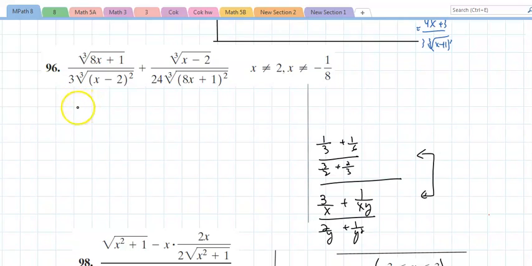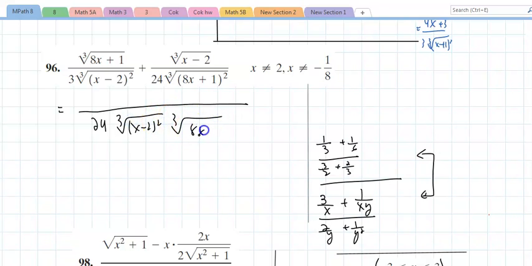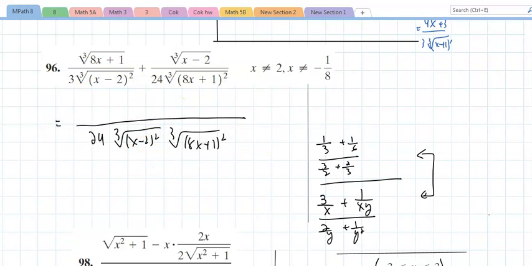If I want to combine those, the common denominator in this case is a big mess. It's 24 times the cube root of x minus 2 squared times the cube root of 8x plus 1 squared. And this does happen in calculus. This is coming your way. What is this missing to have the whole LCD? It's missing an 8 and the cube root of 8x plus 1 squared.